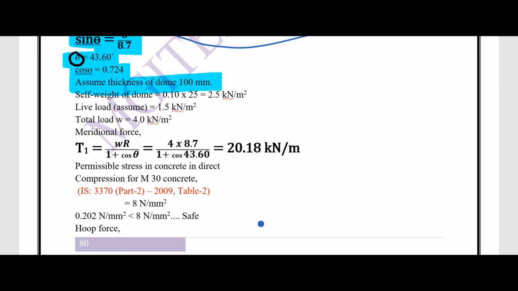Now we assume thickness of dome is 100 mm. Thickness of dome means thickness of dome wall. Thickness of dome wall is 100 mm, and that's why we have a self weight 0.10 into 25. 25 is the density, so 2.5 kN per meter square. And then we have a live load. So we have two loads here: first is the self weight of dome, and second is live load. Live load we assume 1.5. So total load is 4.